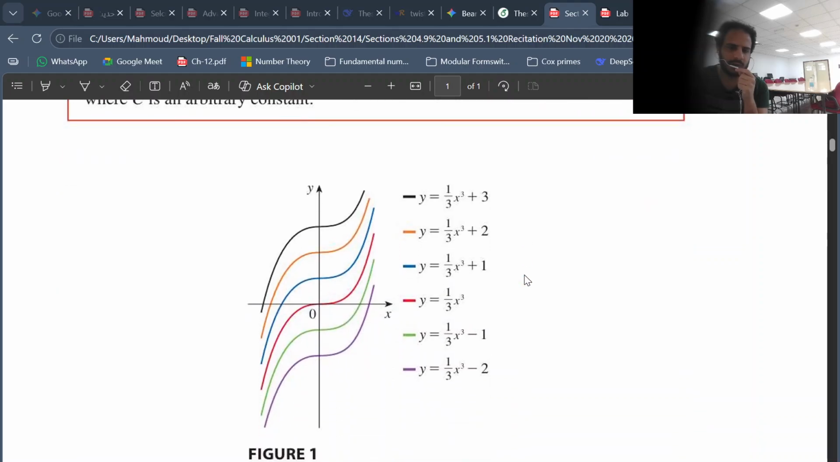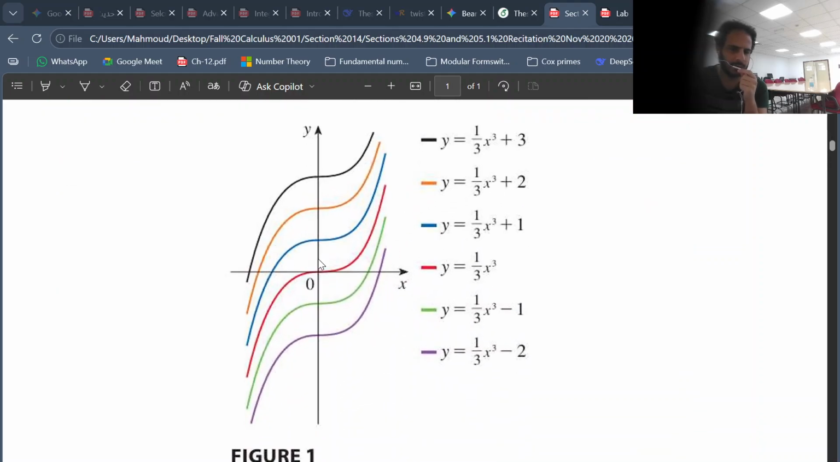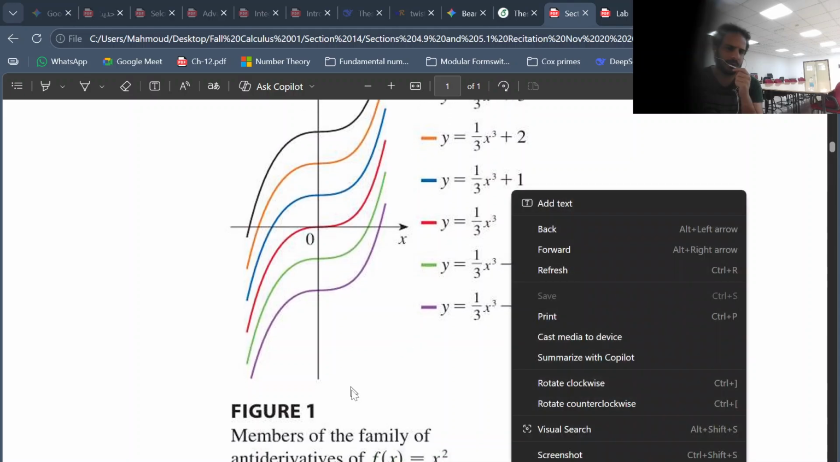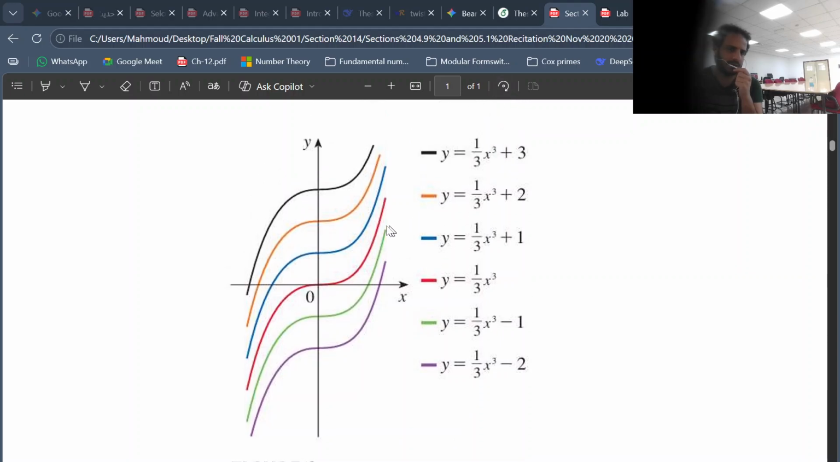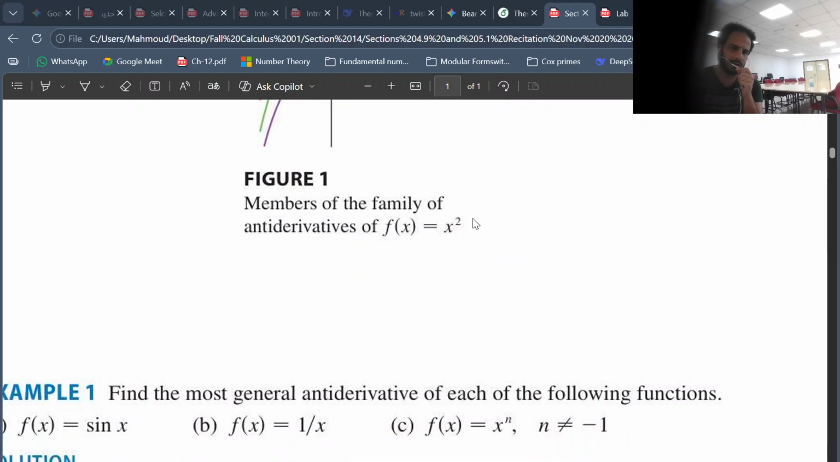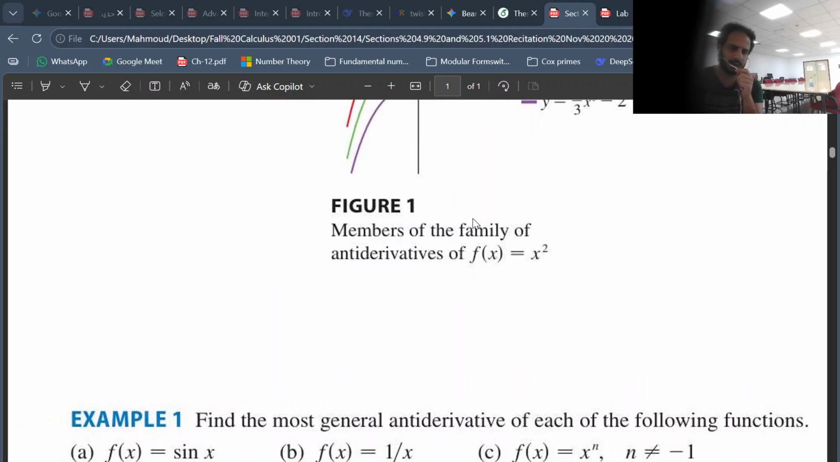Now let's go to see this graph. This graph is very nice. This is a graph for the family of curves, the family of antiderivatives of f of x equals x squared. See here, what's the effect? They are vertical shifts of each other, right? So if you shift them vertically, you get another solution. Now, let's solve these. These are important.